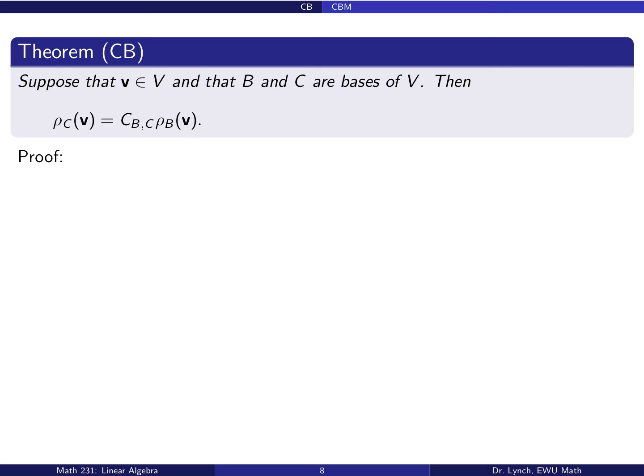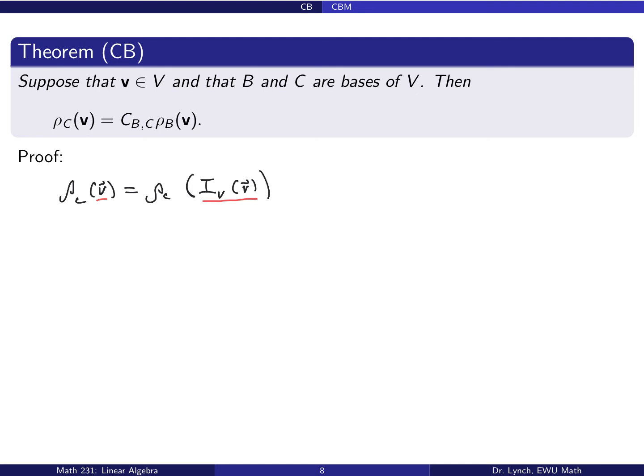So, a theorem here relating the coordinatization process: this theorem says that if we coordinatize any element with respect to the basis C, it's the same as coordinatizing that element with respect to the basis B and then multiplying by the change of basis matrix. The proof of this relies on the observation that the identity transformation, when applied to the vector V, just gives you back the vector V.